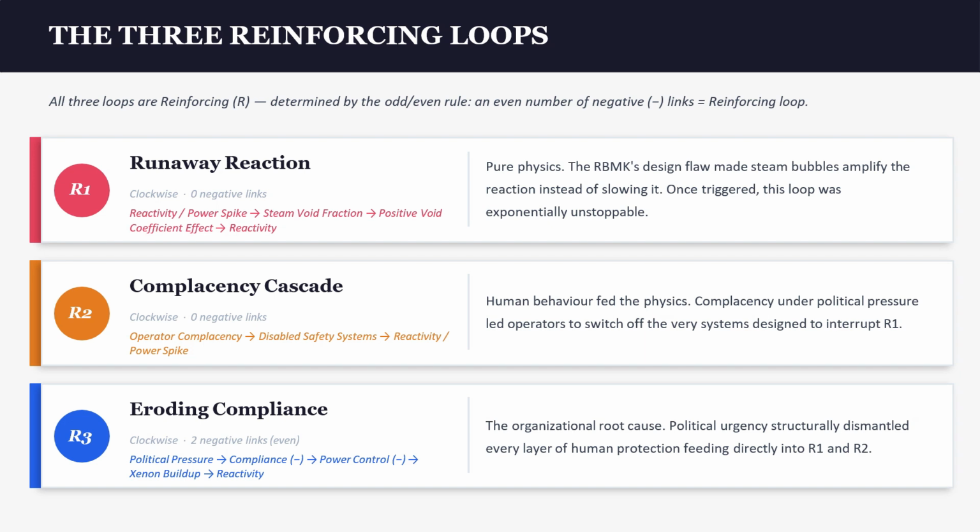R2, complacency cascade. Operators grew complacent and switched off the safety systems designed to stop R1. R3, eroding compliance. Political pressure wore down safety compliance, lost control of power, and fed reactivity. 2 negatives, still even, still reinforcing. And there are no balancing loops to help our system, so nothing pushed back, and that's what made this unstoppable.